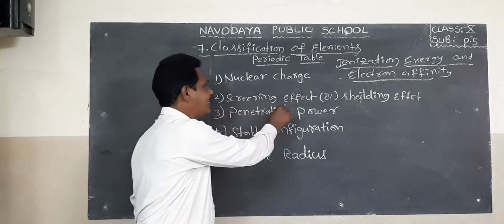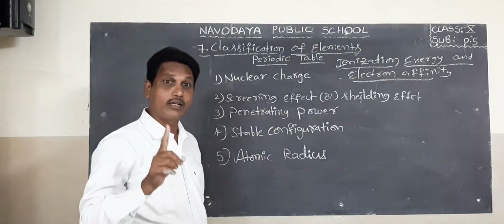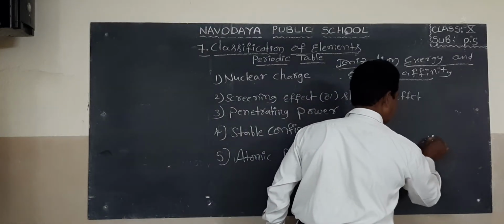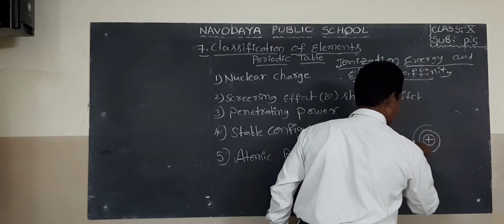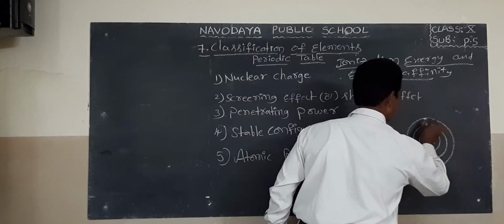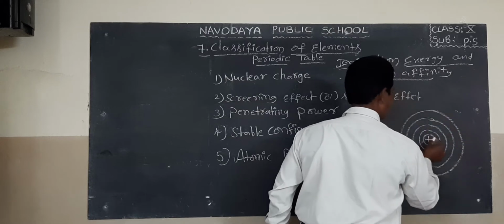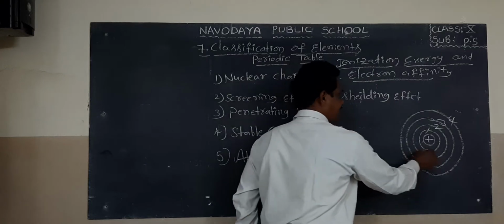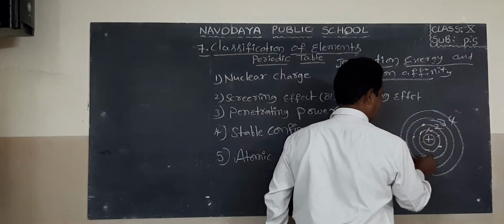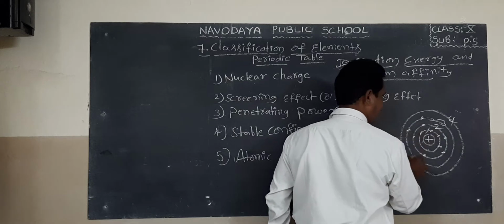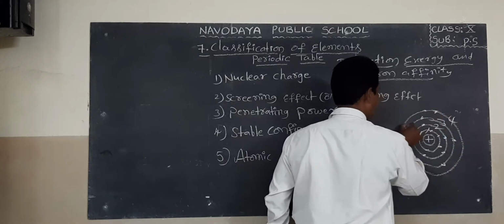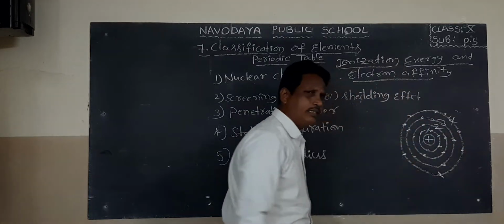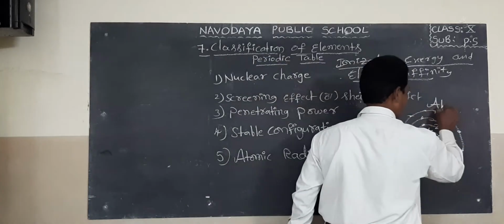Second one, screening effect or shielding effect. This is the structure of atom: first shell, second shell, third shell, fourth shell. The shells contain electrons. The revolving path of an electron is called a shell or orbit. So this is the structure of the atom.